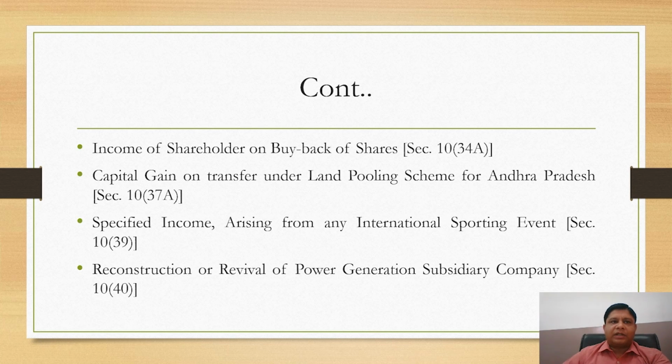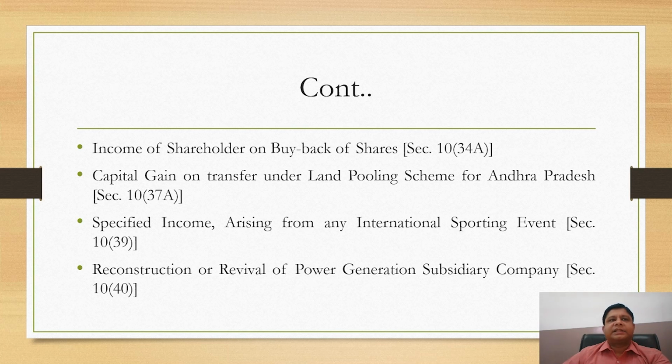Next, capital gain on compulsory acquisition of urban land. Next, specified income arising from any international sporting event. Any specified income arising from any international sporting event held in India to the person notified by the central government in the official gazette, if such international sporting event is approved by the international body regulating the international sport relating to such event, has participation by more than two countries, and is notified by the central government in the official gazette for the purpose of this clause, is fully exempted.